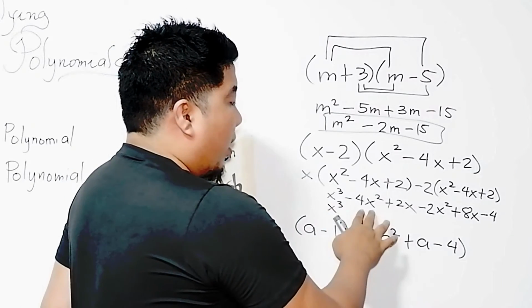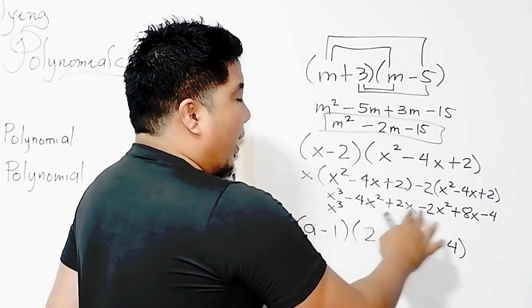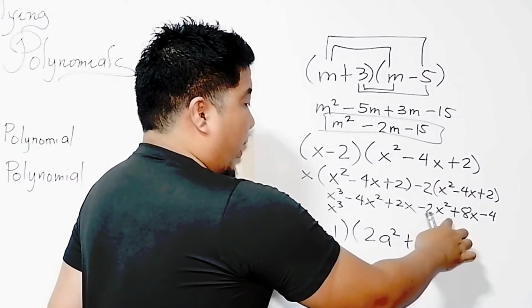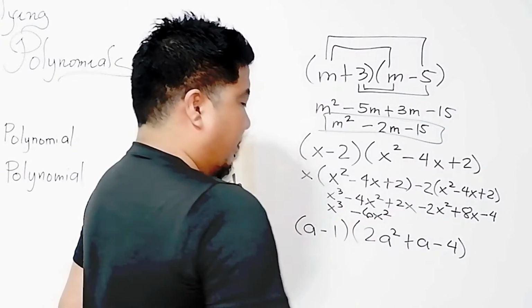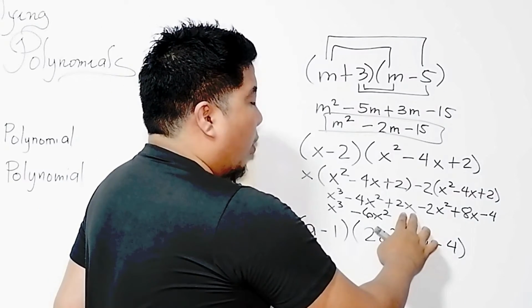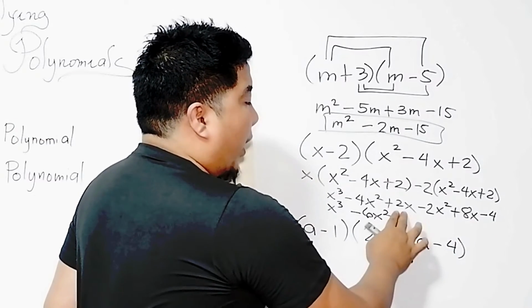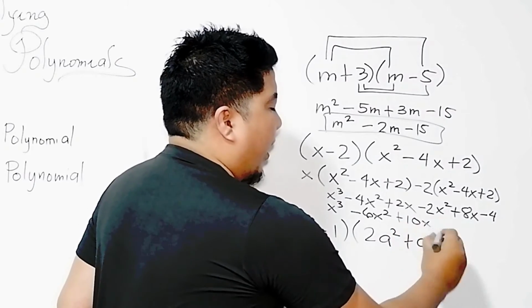And then we have here our quadratic term. We also have a quadratic term here. So, they will be added with each other. So, negative 4x squared minus 2x squared, and that will give you negative 6x squared. And then we have 2x, which is the linear term. We also have another linear term here. So, 2x plus 8x, that will give you positive 10x.